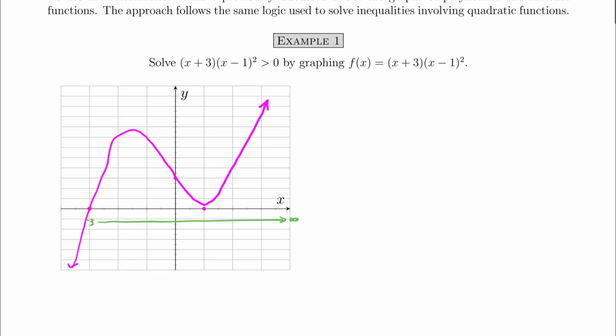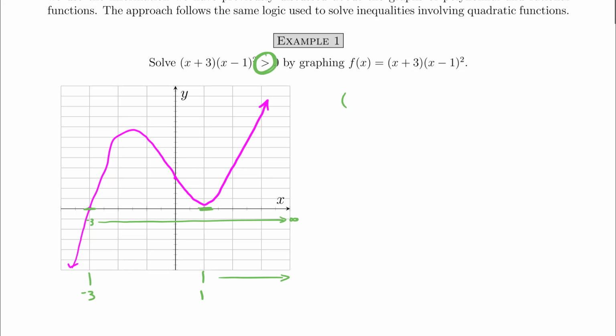So that's the first step. The second step is we want to exclude any values where the function itself is equal to 0, because we're talking about strictly greater than. So at -3 and +1, we're going to exclude those values. This shows us now that our interval is from -3 to 1, and then 1 on out to positive infinity.